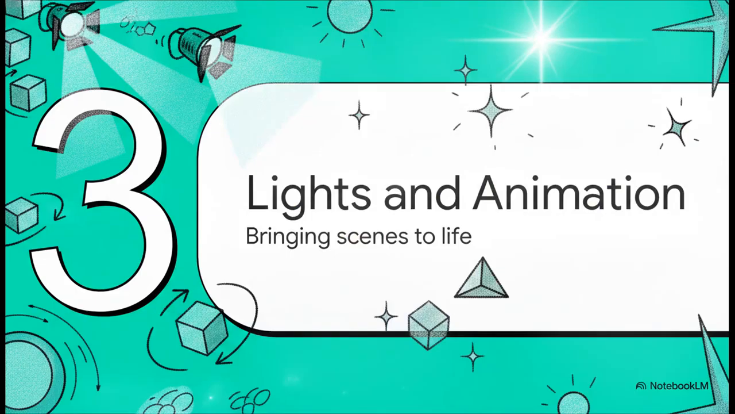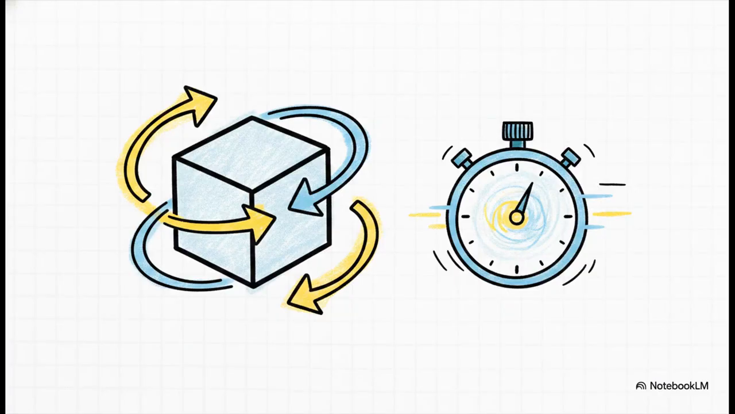Which brings us to part 4, lights and animation. Time to actually bring these scenes to life. Okay, so to prove to our brains that this cube isn't just a flat square, we absolutely need some motion. To do this, we set up a render loop using a built-in browser function called requestAnimationFrame. Basically, this is just a polite request telling the browser, hey, I want to animate something, please draw this scene over and over again, ideally around 60 times a second.